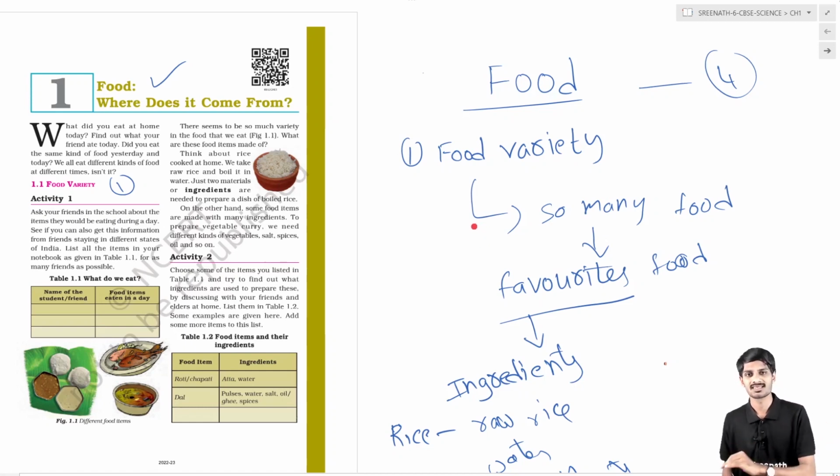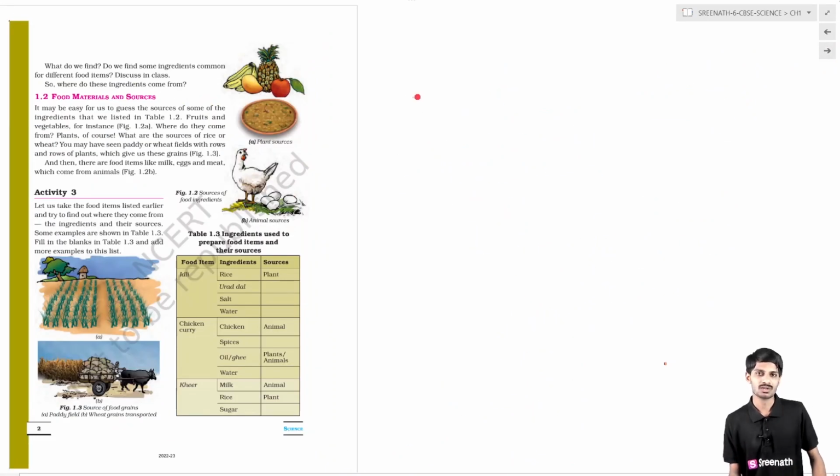Then what is your answer? You will say that my mother is getting the ingredients from the market. Then I will ask you how the market is getting those ingredients. Then the persons in the market say that those ingredients are coming from different regions of the world. All these are plant products or animal products.